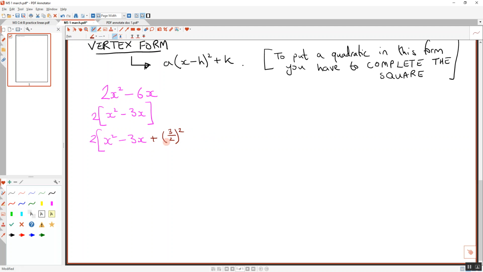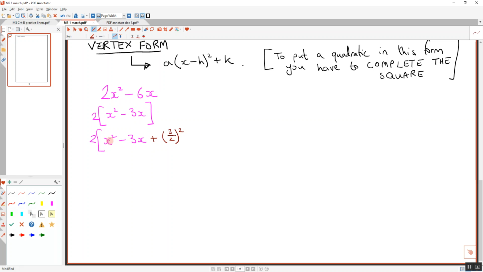Why is this the middle term? Because there's no last term. So this is what we call the middle term, because there would normally be a constant after it. All right, so we add on half of the middle term squared.